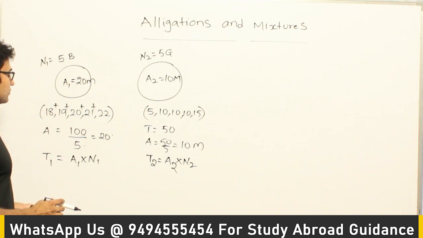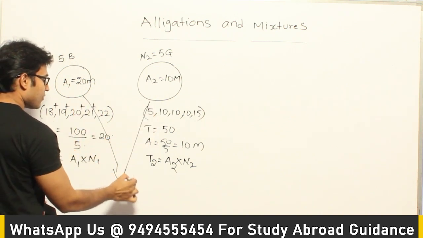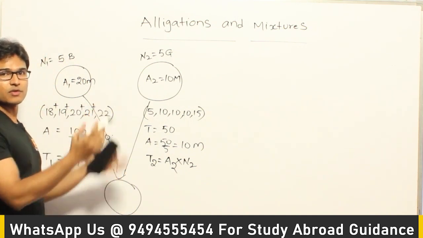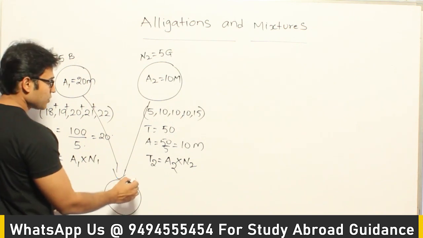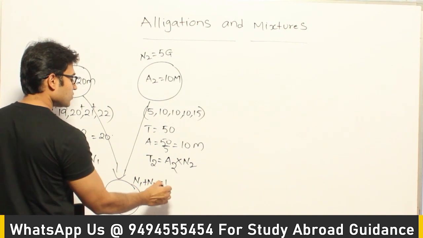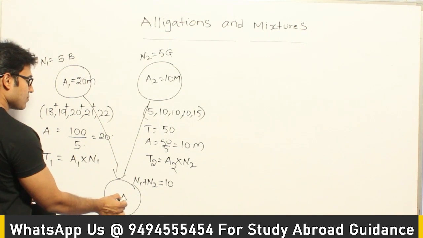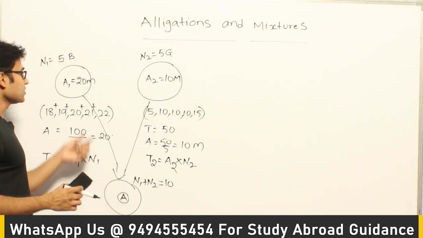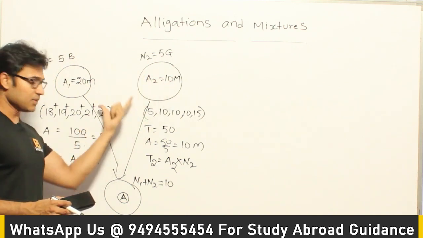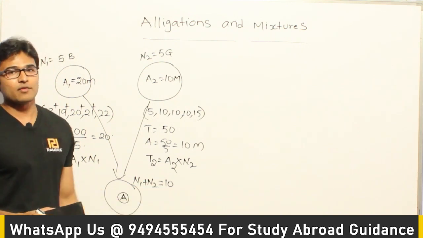Now I want to mix these two groups and make a new group. This is what is called a mixture. I am mixing two groups of different types. Now how many students will be there in this? N1 plus N2, so in this case it is going to be 10 students. Now I want to find out the average marks in this group. In this group average marks is 20, in this group it is 10, but when I mix them both, the average may be different. So what could be the average here?